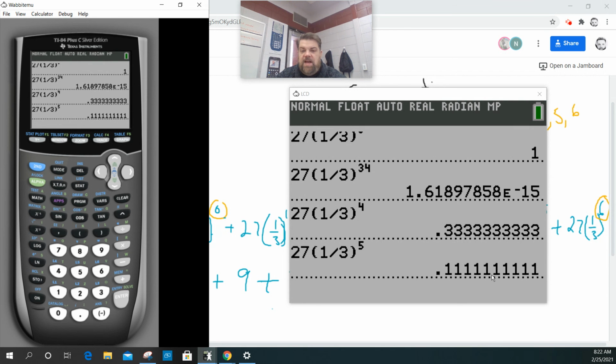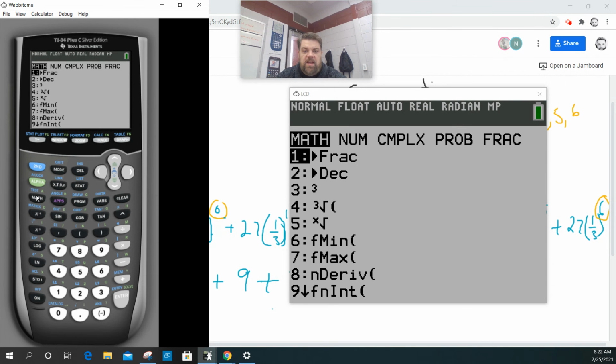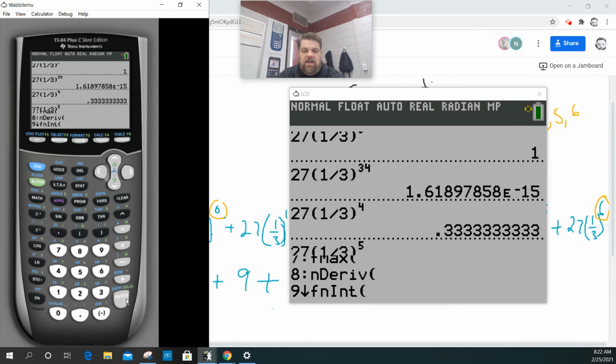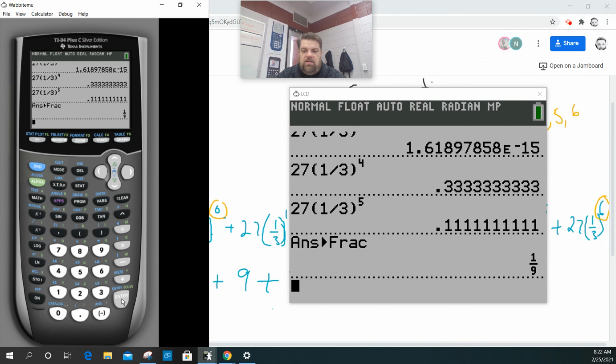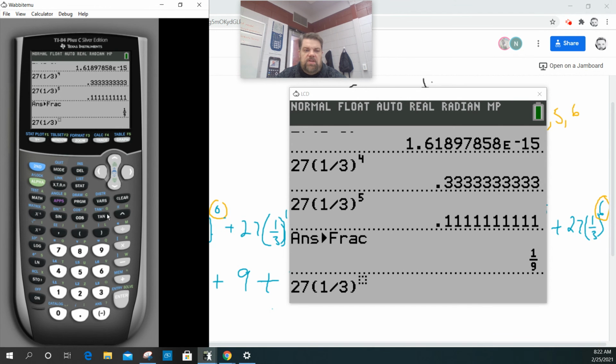Now that's 1/9. You don't realize it, but I can show you. If I hit math and the first term, convert a decimal to a fraction, it's 1/9. Okay. So the next thing I'm going to do is type it in again: 27 times the quantity 1 divided by 3 raised to the, now we got to do 6.